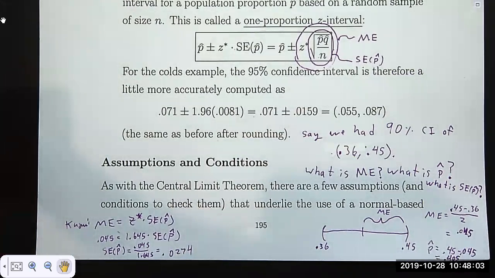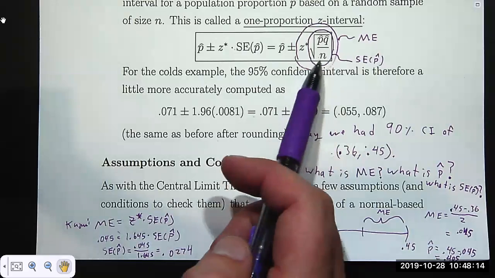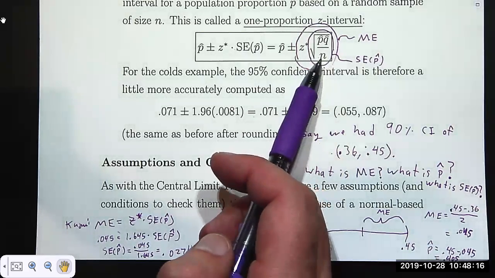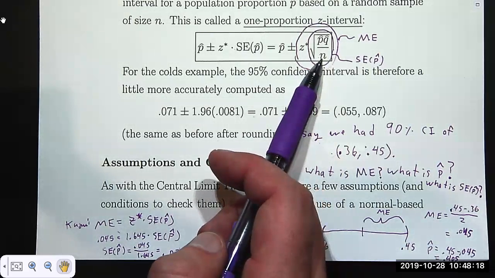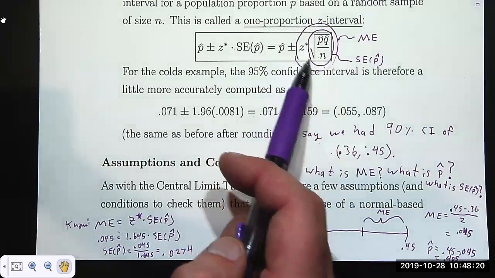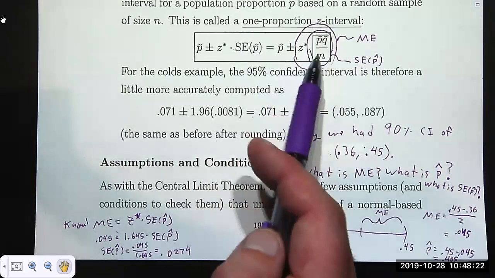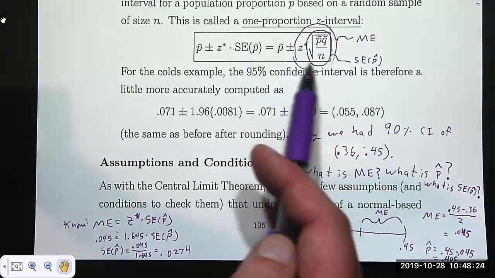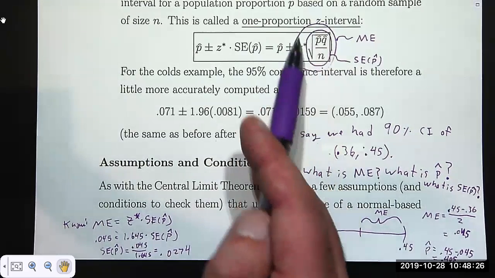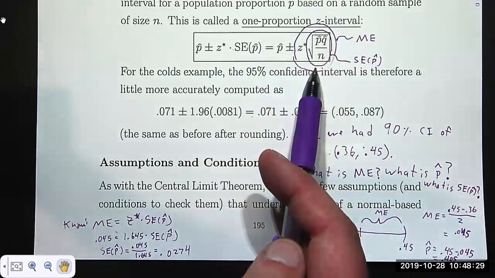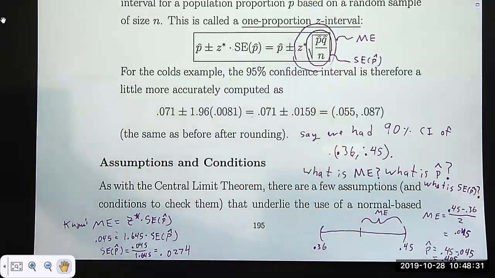All right, so I want to just say some general things that are happening with this formula. As n increases, the standard error is getting smaller. So that means the margin of error is getting smaller. So that means that your confidence interval is getting more narrow.